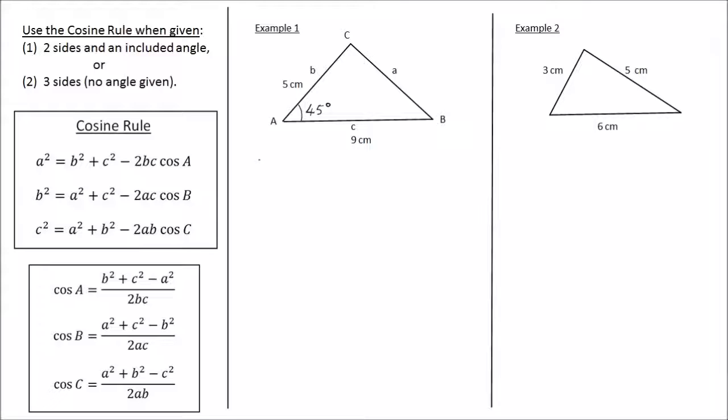So a square is equal to the sum of the squares of the other two sides. That is 5 square add 9 square minus 2 times b times c. In this case it is 2 multiplied by 5 multiplied by 9, and cosine the angle between the two given sides, which is cosine 45 degrees.